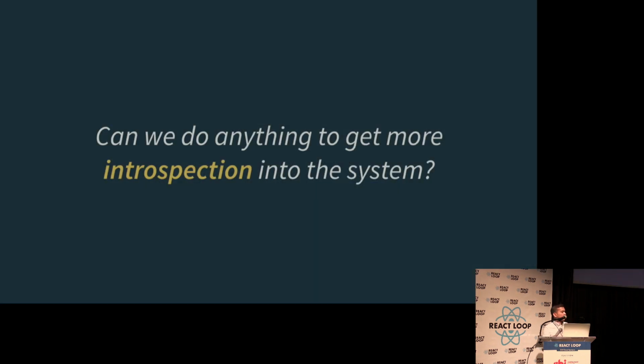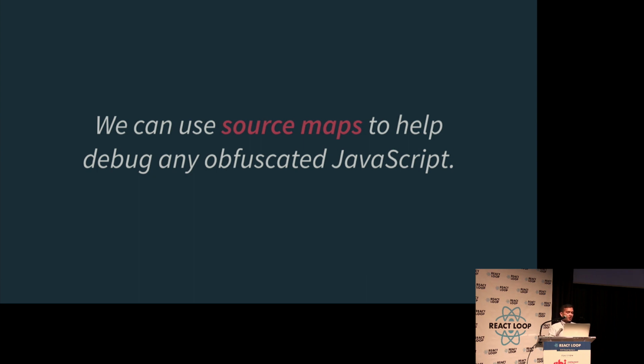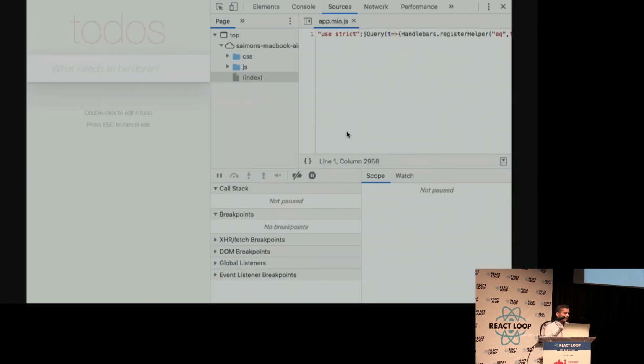So why don't we go back to one of those previous questions? Can we do anything to get more introspection into the system? We can start to use source maps to help debug any compressed JavaScript. You can generate one from the tool you're using to compress your original JavaScript files. So after generating the source map, you can use Chrome's DevTools to apply it directly. Let's take a quick look.